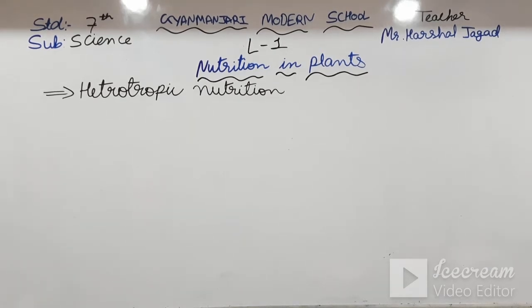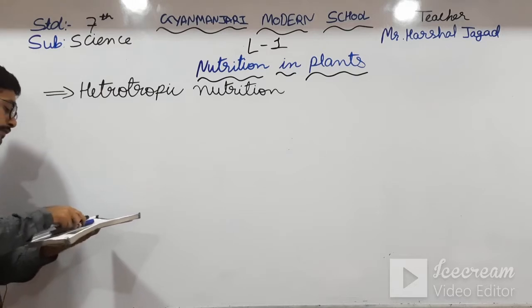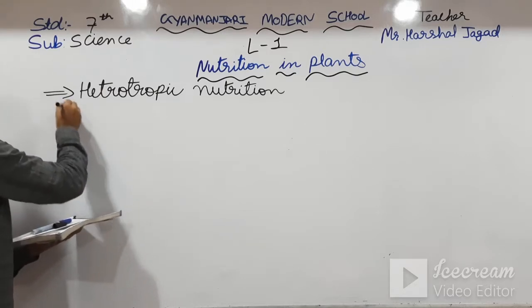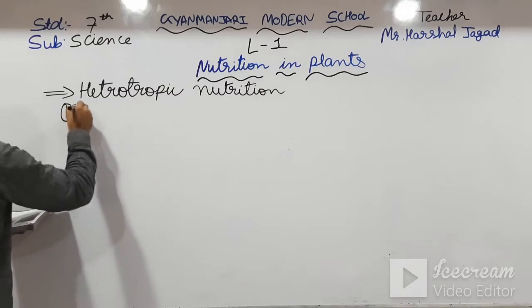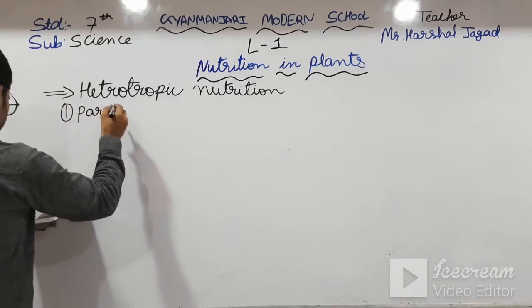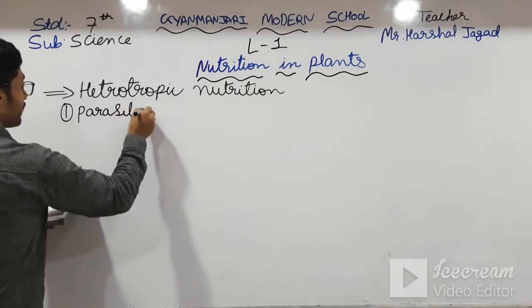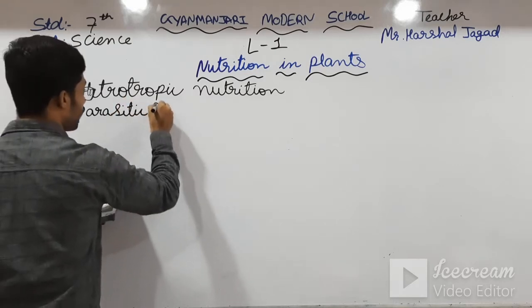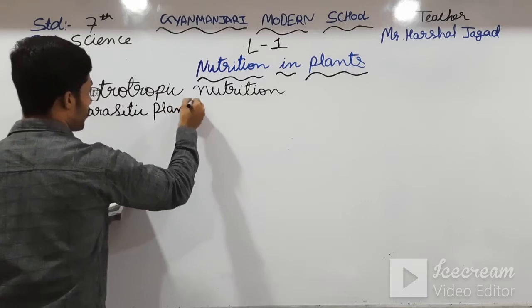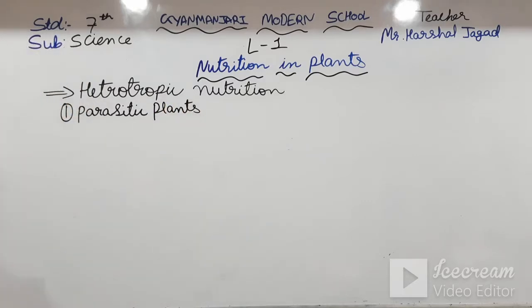So first we will write the parasitic plant. What are they? Okay, students. So the first type, that is parasitic plants. So in that we will write some of the main points over here.